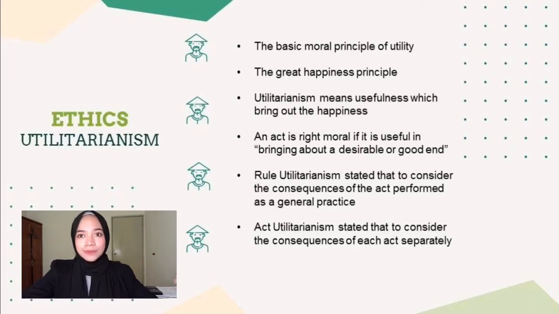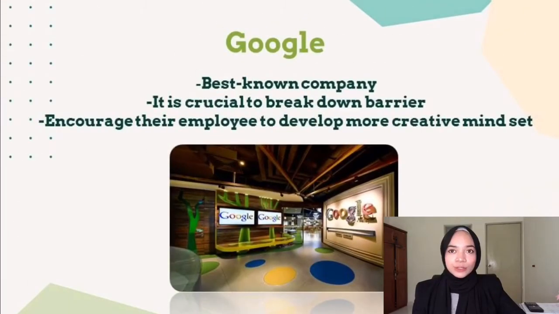There are two types of utilitarianism, which are rule and act. Rule states that we consider the consequences of the act performed as a general practice, while act states that we consider the consequences of each act separately. As we discussed, Google is one of the best examples. It is the best known company where they maintain the relationship between the employers and employees. It is crucial to break down the barrier because it will encourage the employee to develop a more creative mindset.